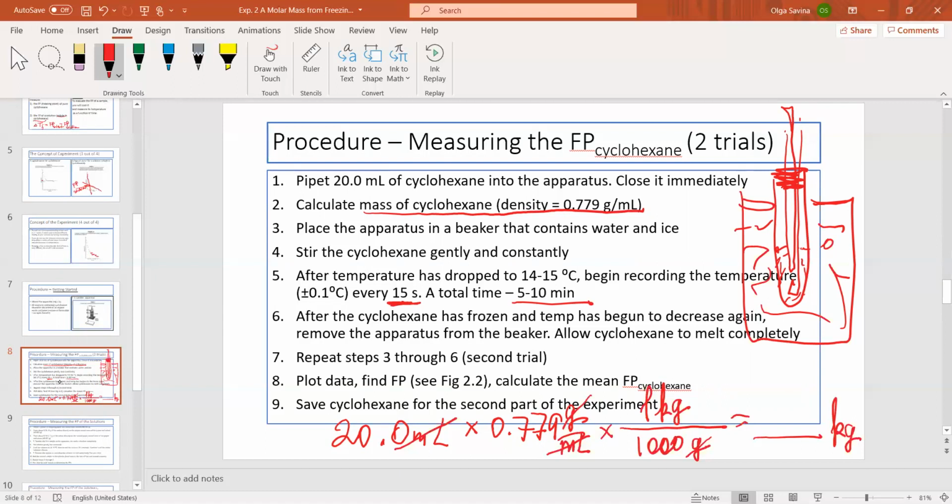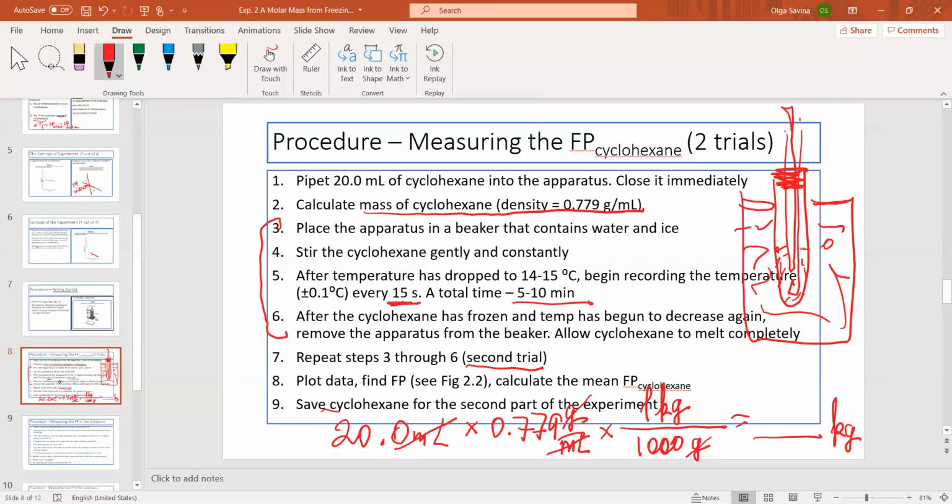After cyclohexane has frozen and the temperature has begun to decrease again, we have to remove the apparatus from the beaker and allow cyclohexane to melt completely. For the second trial, we have to repeat steps 3 through 6. Then we have to plot data and find the freezing point of pure cyclohexane for both trials, and then calculate the mean freezing point of cyclohexane.